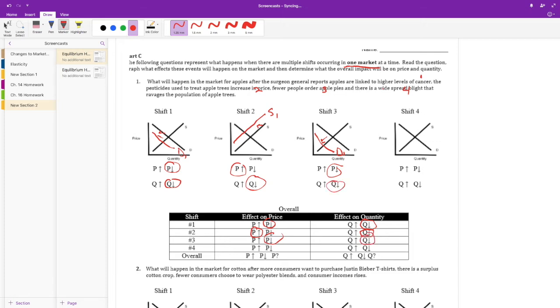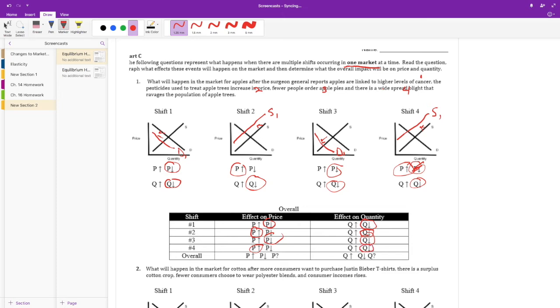And 4. Widespread blight ravages apple trees. That's a shift of supply. That'd be a natural disaster. Supply shifts left. Price goes up, quantity goes down. Now take a look.